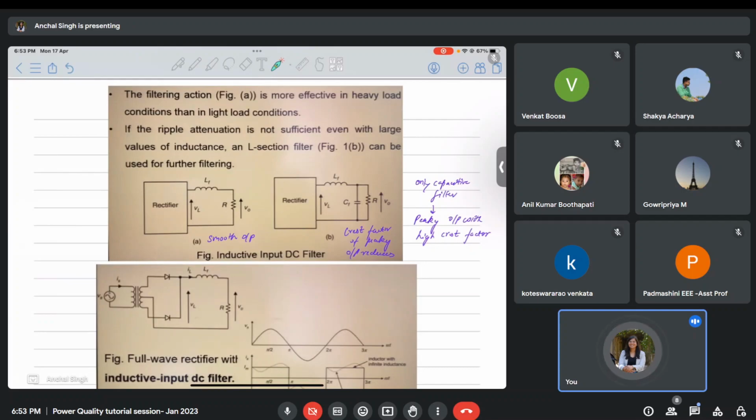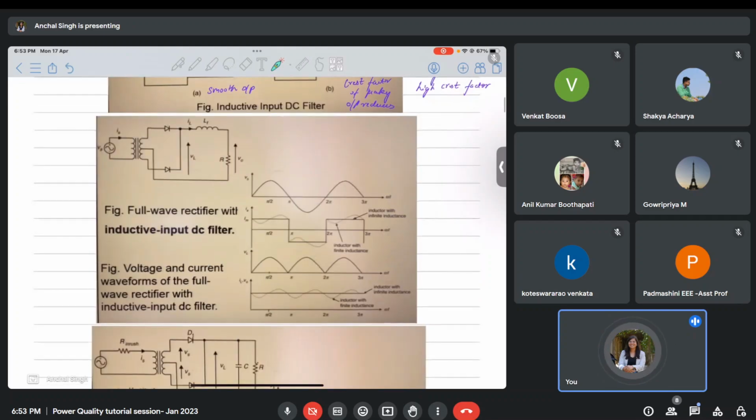Filtering action is more effective in heavy load conditions than in light load conditions. If the ripple attenuation is not sufficient, even with large values of inductance, an L section filter can be used for further filtering. So if I want a simple smooth output, I could just go with the L filter. If this L filter is not able to take care of the peaky current that is coming, with high crest factor, then I can add an additional capacitor filter.